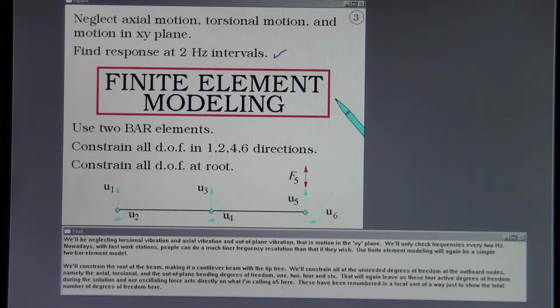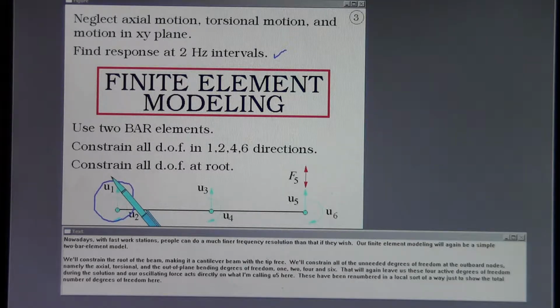Our finite element modeling will again be a simple 2-bar element model. We'll constrain the root of the beam, making it a cantilever beam with the tip free. We'll constrain all of the unneeded degrees of freedom at the outboard nodes, namely the axial, torsional, and out-of-plane bending degrees of freedom, 1, 2, 4, and 6. That will again leave us these 4 active degrees of freedom during the solution. And our oscillating force acts directly on what I'm calling U5 here. These have been renumbered in a local way just to show the total number of degrees of freedom here.